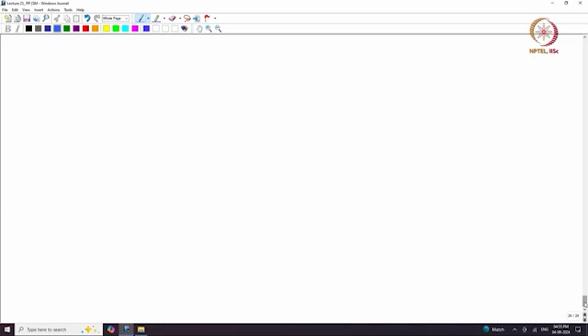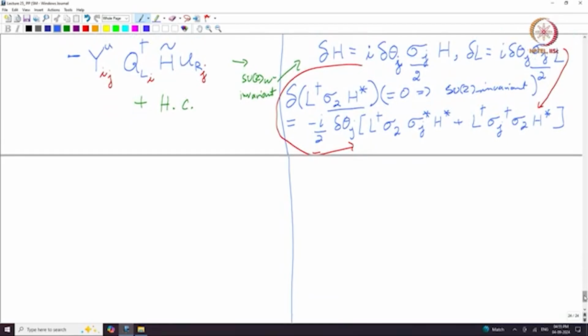Now, let me quickly rewrite that as minus i over 2 delta theta j, L dagger and H star have remained intact, right? So I put sigma 2 sigma j star plus sigma j dagger sigma 2, okay? And I'm pulling out an H, okay? Just rewritten it. I do this because now we are going to make use of a fact, okay?